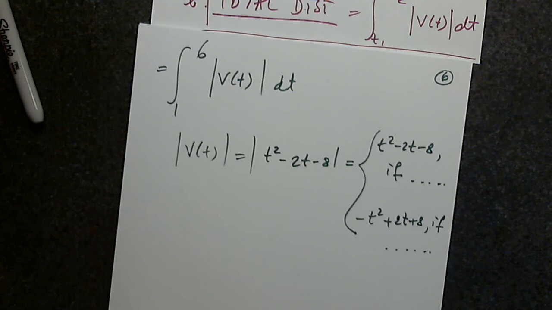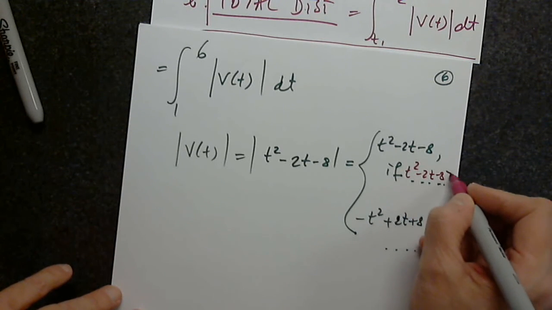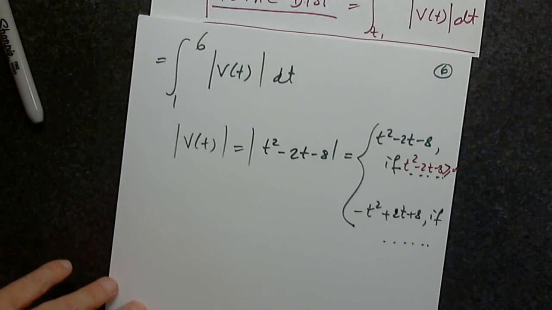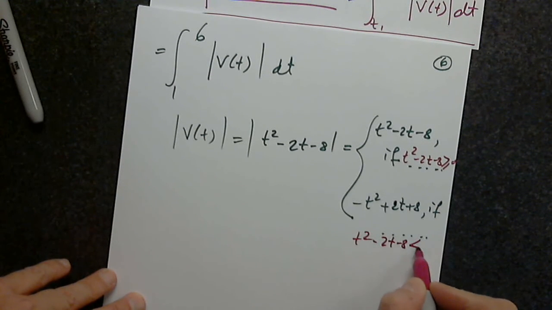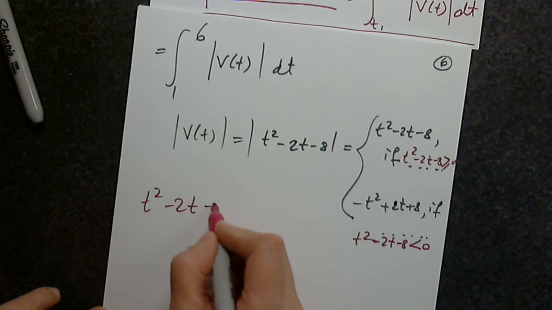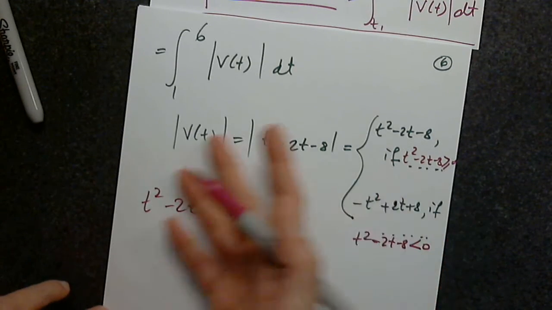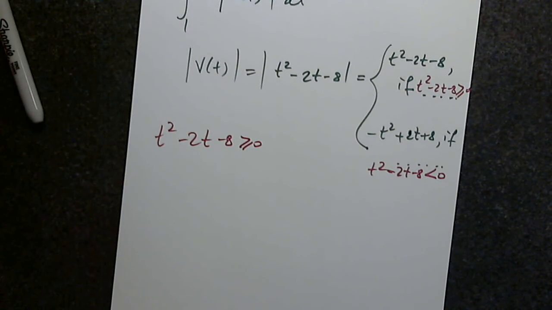Not x, not t. Yes, if t squared minus 2t minus 8 is greater or equal to 0, indeed. And the second possibility, right. But now we have to dig deep. How do I solve this inequality? Once I solve this inequality, I'm almost done. But how do I solve that inequality?